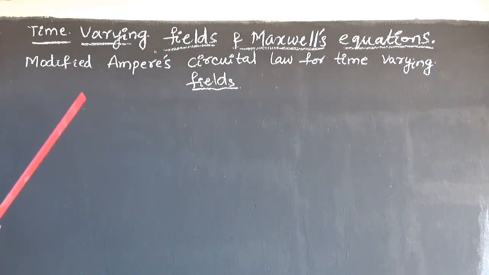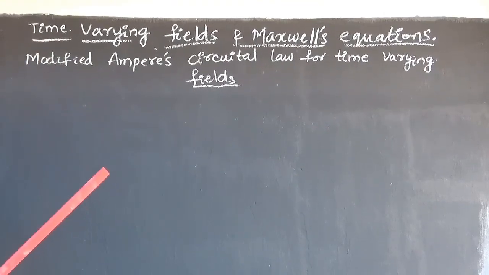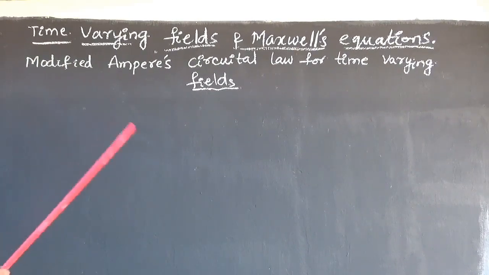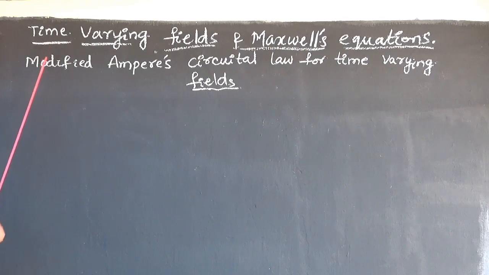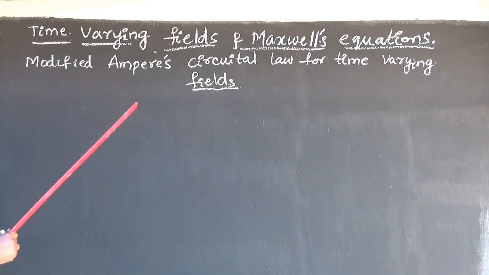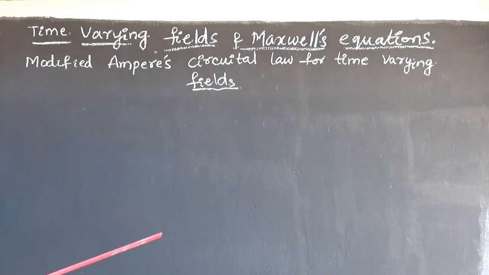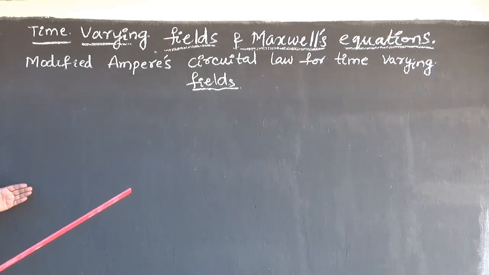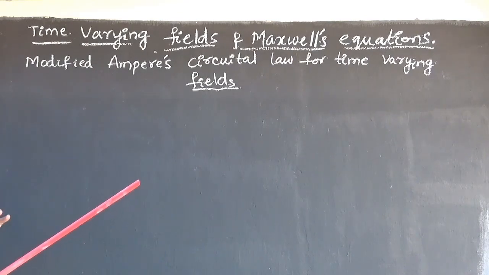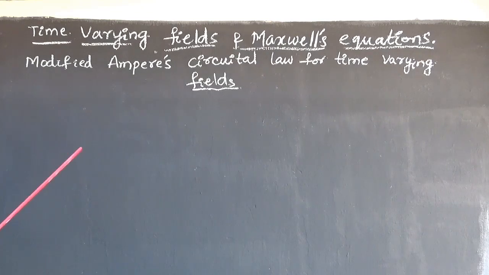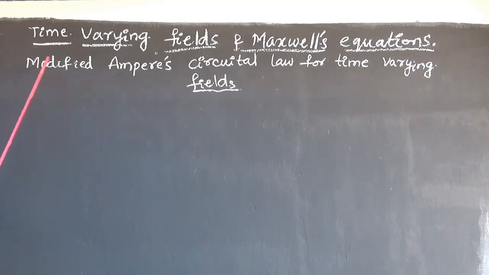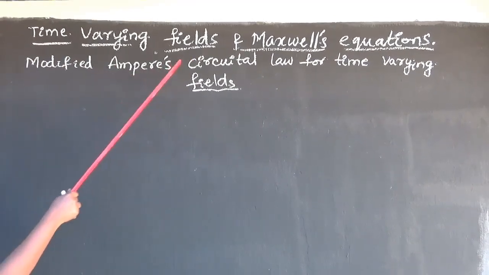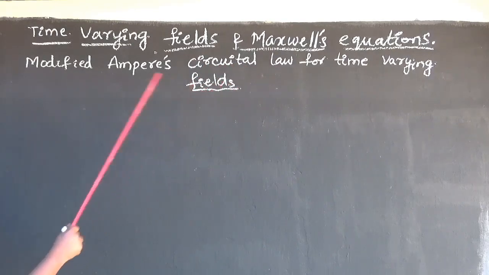So, we are dealing with time varying fields and Maxwell's equations, which is the third chapter. In this modified Ampere's circuit law for time varying fields, we are going to learn. In the previous chapter, we learned the induced EMFs and in how many ways we can get the induced EMF. Now the topic is modified Ampere's circuit law for time varying fields.